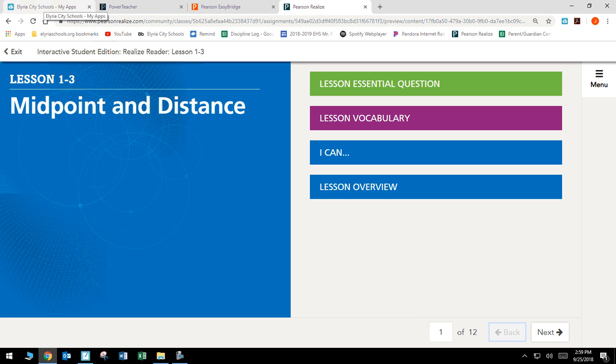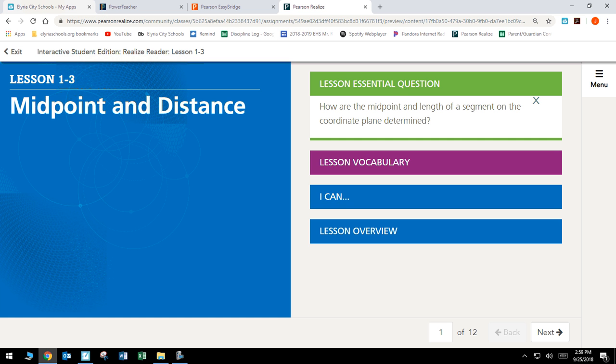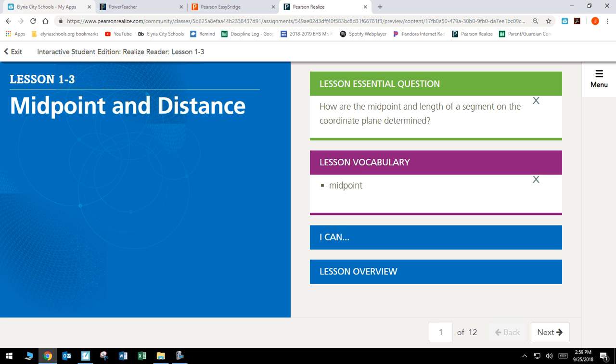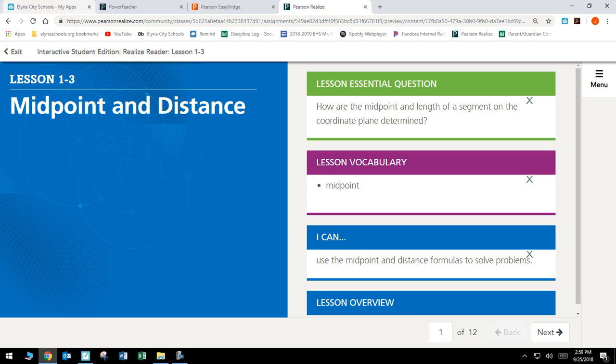Today's lesson, we're going to look at midpoint and distance. We want to answer the question, how are the midpoint and length of a segment on a coordinate plane determined? And we have a new vocabulary for this section, which is midpoint, which, as you might have guessed, is just a point that marks the middle of something. In our case, we'll be looking at segments. By the end of this section, you should hopefully be able to use the midpoint and distance formulas to solve problems.